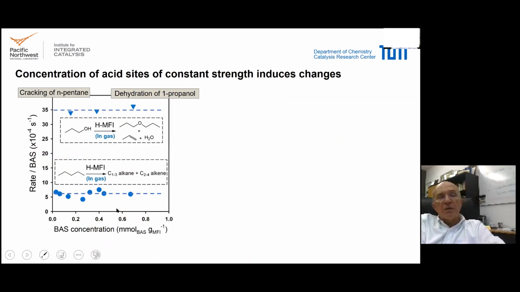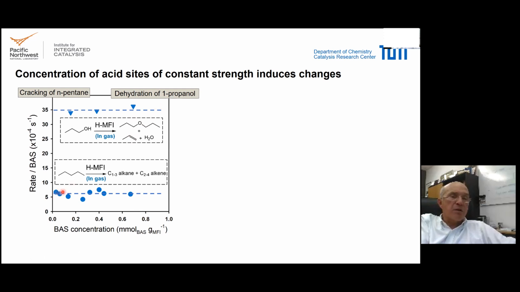We do so by first turning to a dry situation. So we want to establish that the materials that we are looking at indeed have constant acid sites. And indeed, we've done this for two reactions. We've done this for the dehydration of 1-propanol to either the ether or the olefin. And you see across the concentration of Bronsted acid sites, the rate normalized to the concentration of Bronsted acid sites is constant. So the turnover frequency is constant.